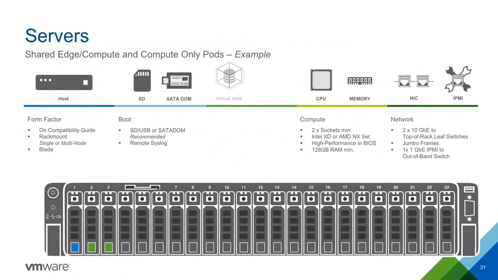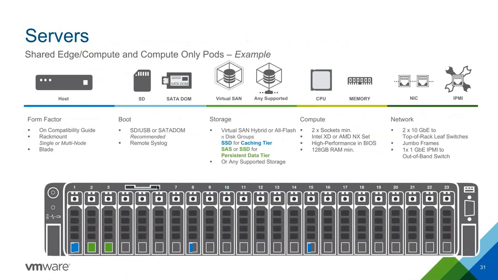Now, in terms of initial shared edge and compute pods or compute-only pods, they're pretty much the same, but it can be anything on the compatibility guide. If you want to use vSAN ready nodes, or you want to use blades, it can be either. You want to boot from SD, USB, SATA DOM, what have you. As long as it's on the HCL, we're happy. You can use vSAN, hybrid or all flash, or any other supported storage. Like I said earlier, you want to use NFS, you want to use Fiber Channel, any of those, you can do it.